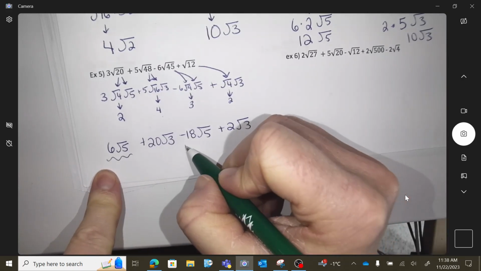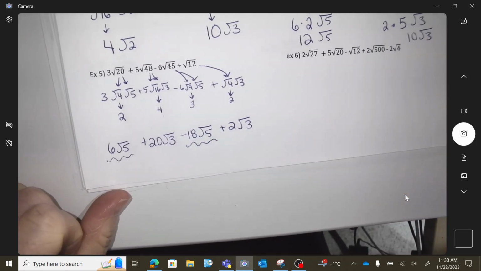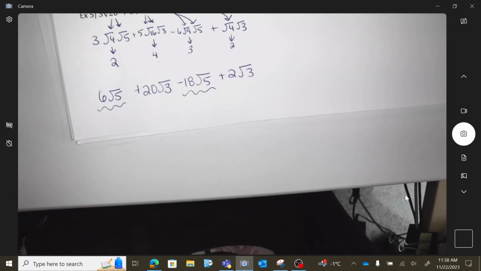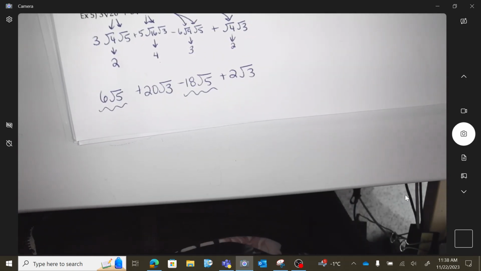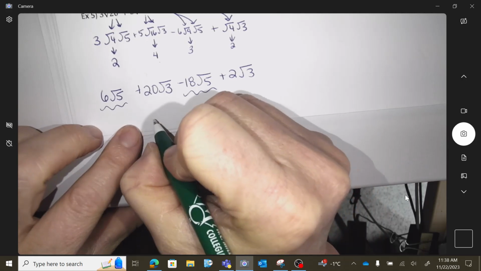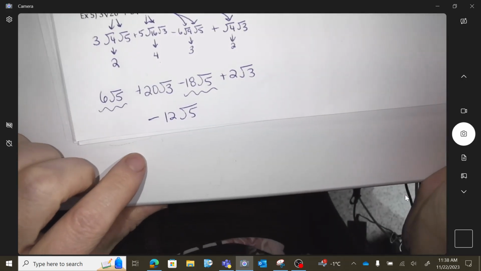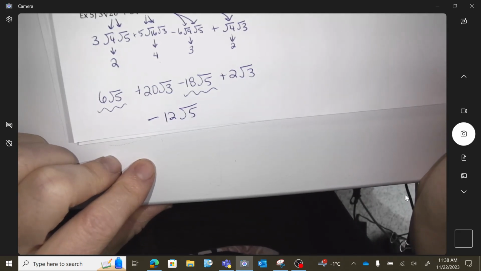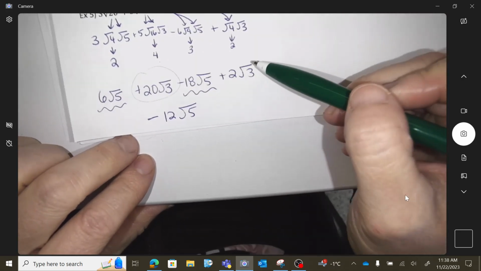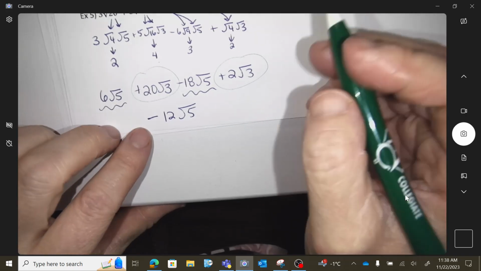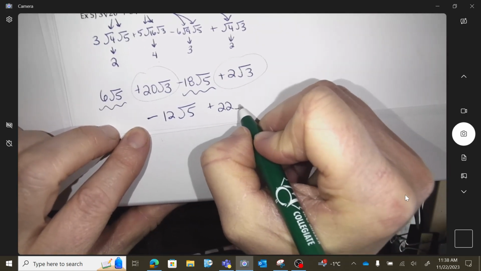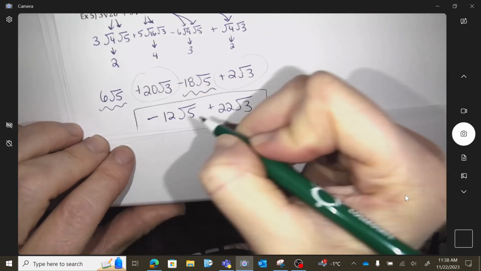Root 5s and more root 5s can all be placed together. So if you had 6 of them and you took away 18, you are at... and there's some root 3s and there's some more root 3s. So they can go together.